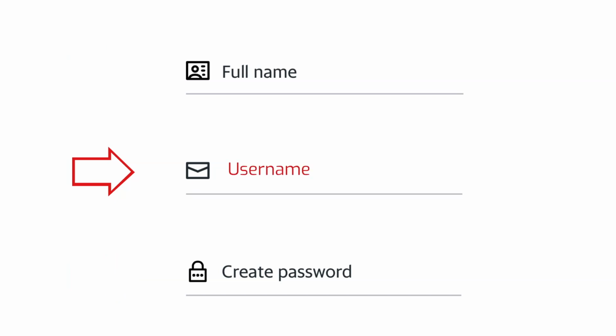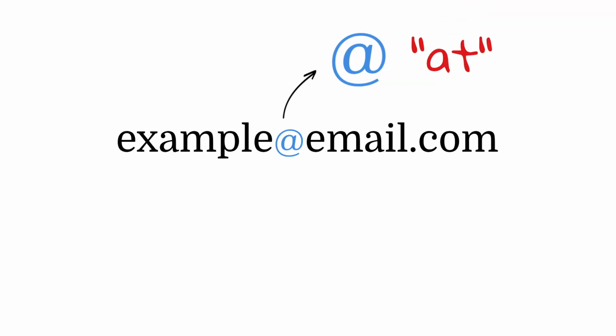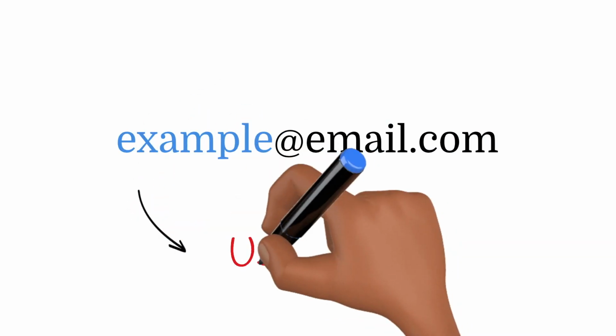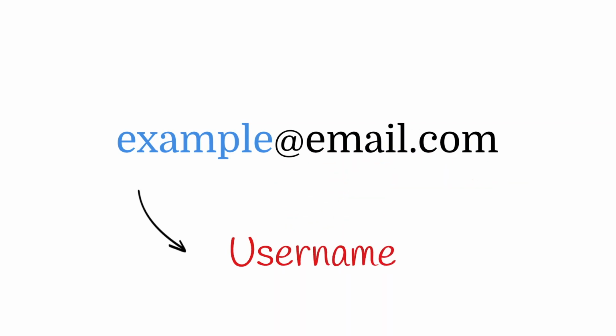To learn more about usernames, let's first look at an example of an email address. This is an email address. We know it's an email address because of this symbol in the middle. This is known as the @ symbol. The @ symbol and everything that comes after it is issued by your email service provider, such as Gmail or Yahoo. It cannot be changed. Everything that comes before the @ symbol is known as your username.